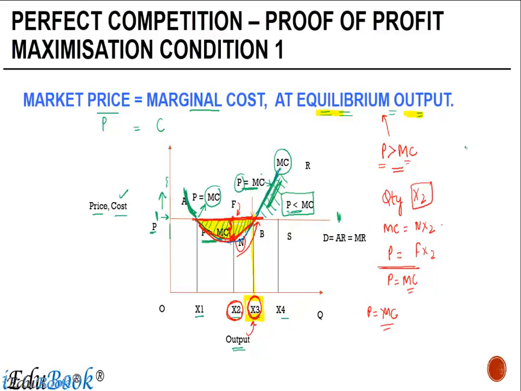Let's look at the second condition. What if price is less than the marginal cost? Now if you think of it, what this means is, if I am producing a commodity at 10 rupees a unit, my price is 8, right?